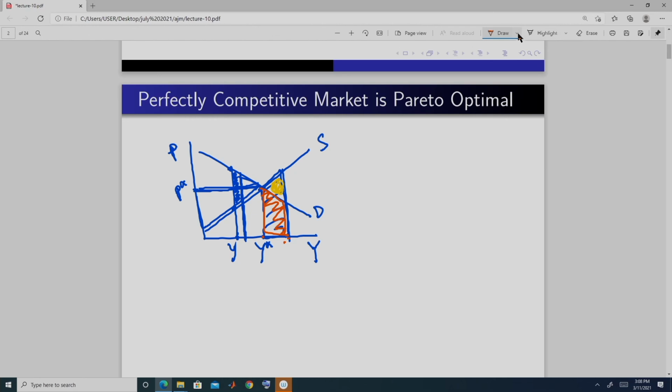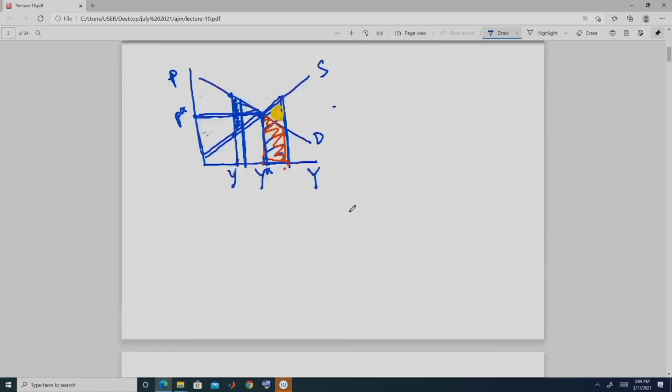So since we cannot move to any other point from this, this point is a Pareto optimal point. This we had done.